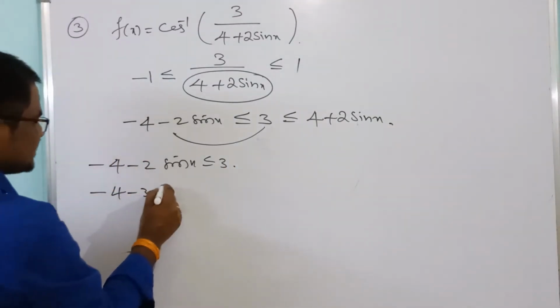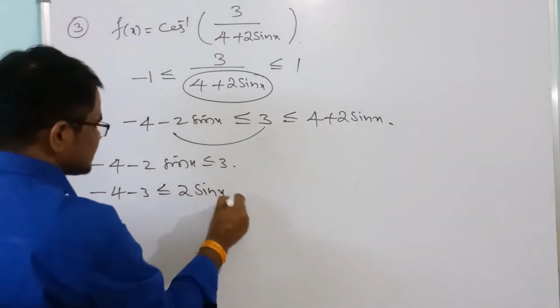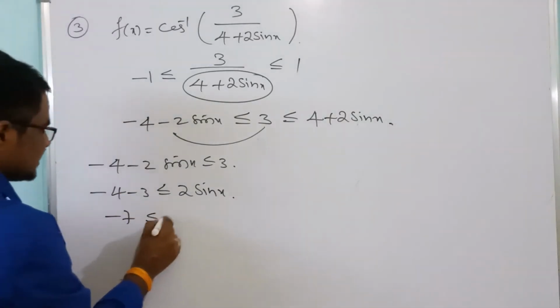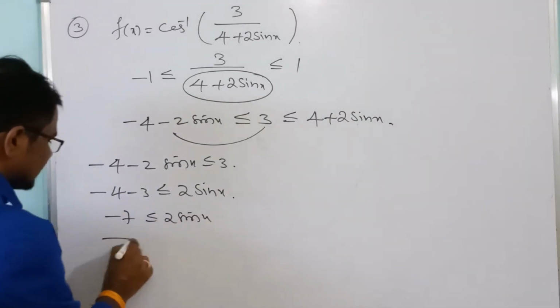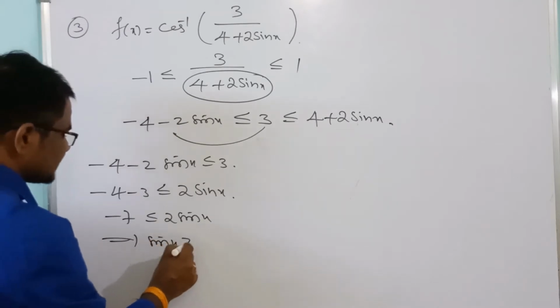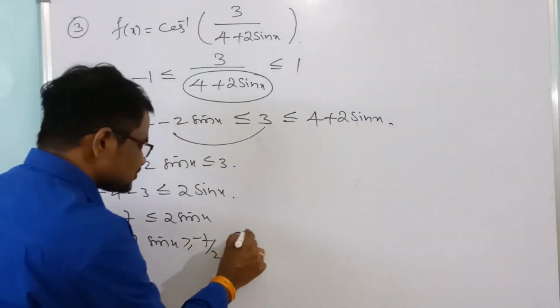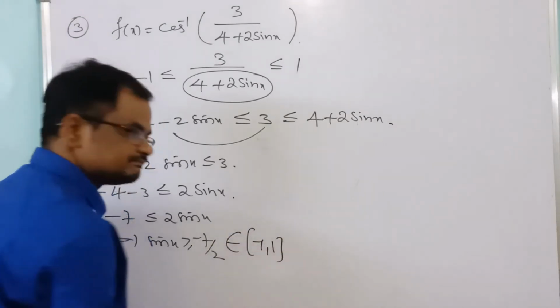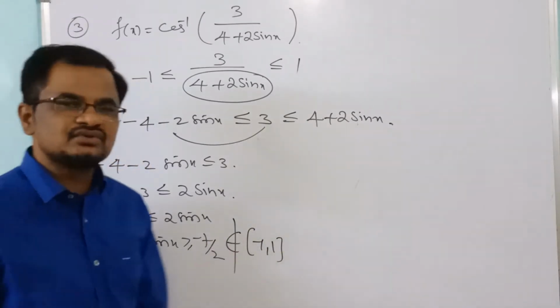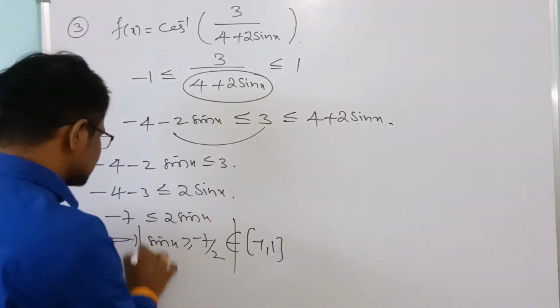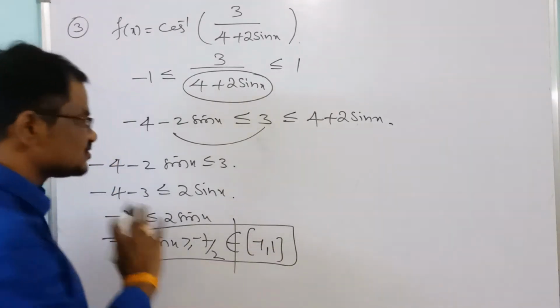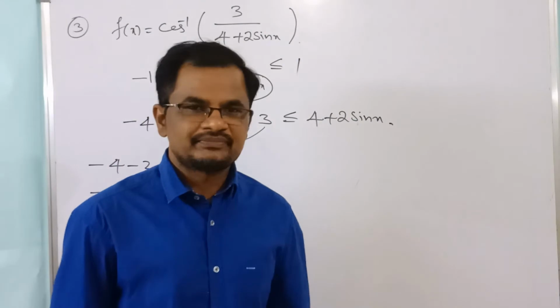This one take this side, this one this side. Minus 4 minus 3 less than or equal to 2 sin x. Minus 7 less than or equal to 2 sin x. That implies sin x greater than or equal to minus 7 by 2. But does it belong to minus 1 to 1? No, it does not belong to minus 1 to 1. So in this case, for this inequality there is no solution, right?